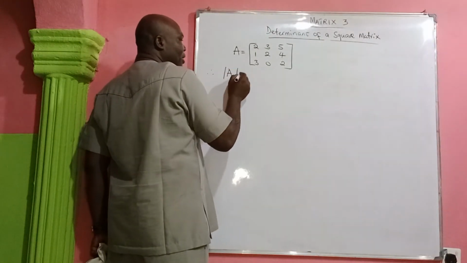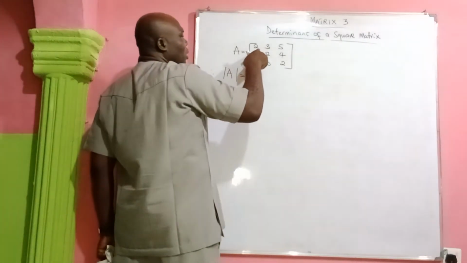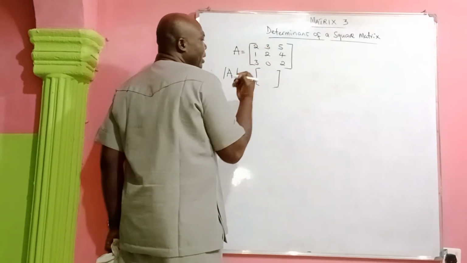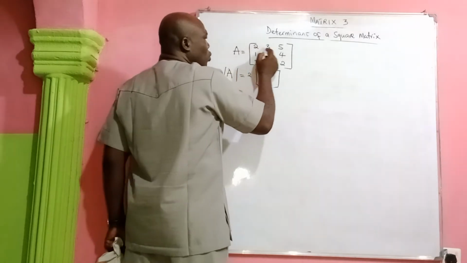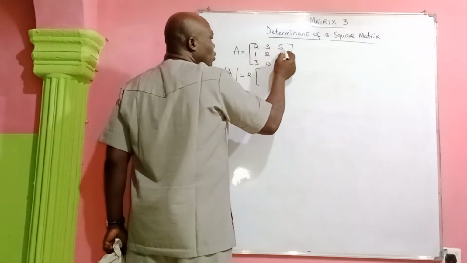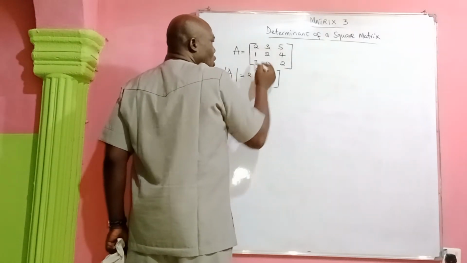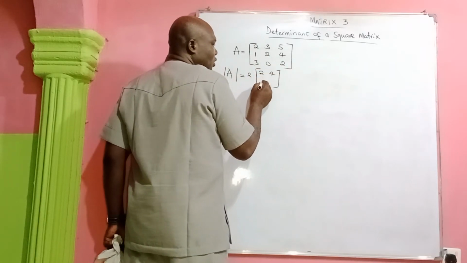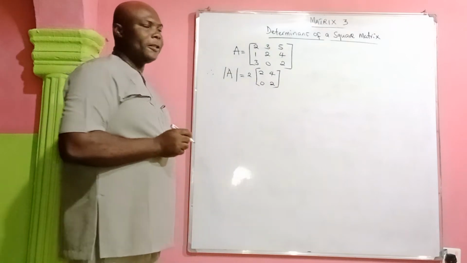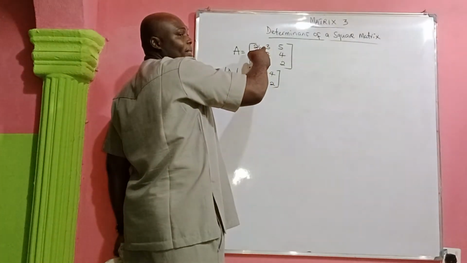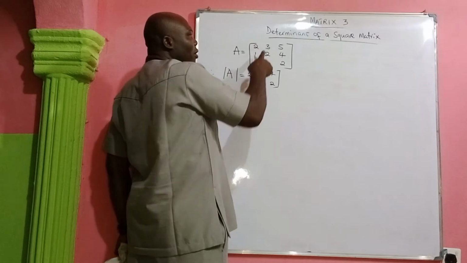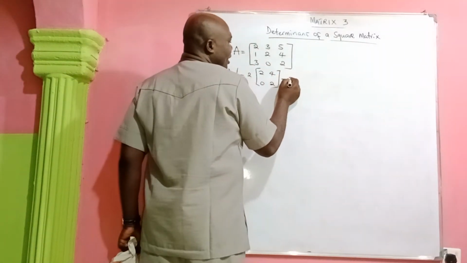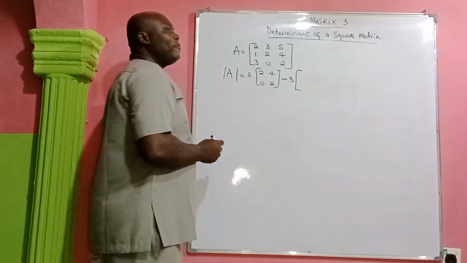Therefore, the determinant of A, the first thing you have to do is to pick out the first element, 2, and then pick out the 2 by 2 matrix. If we select 2 and we cross out the row and the column where 2 is found, we'll have 2, 4, 0, 2. That will be the elements that will be left. Then we'll pick the middle number, which is 3. But the minor of 3 is always negative. So anytime we get to the middle, we'll always introduce the negative sign. Alright, so we have minus 3.